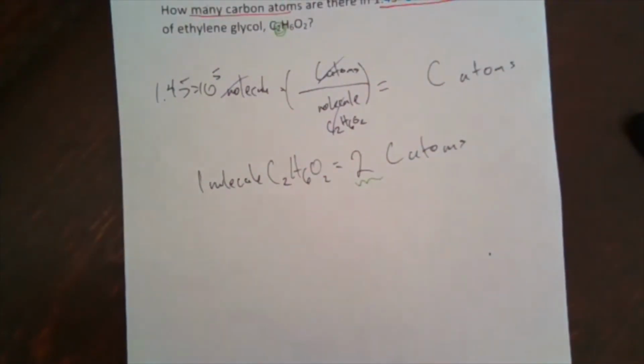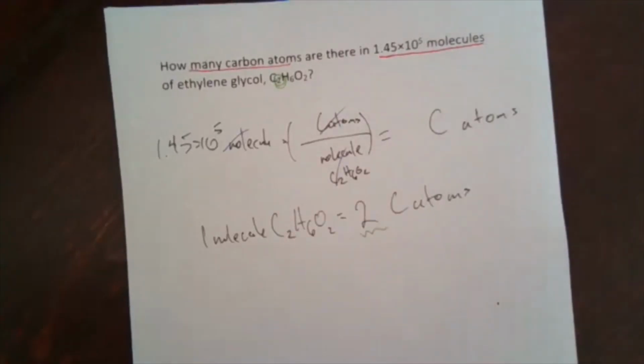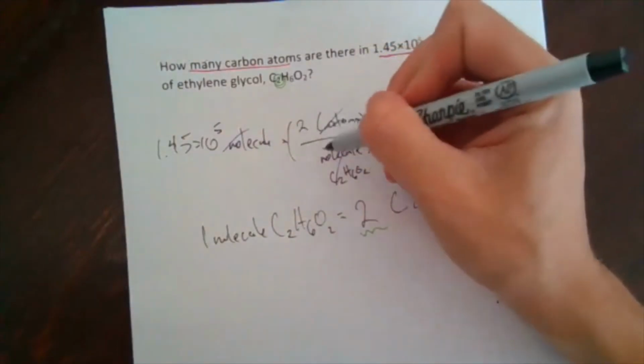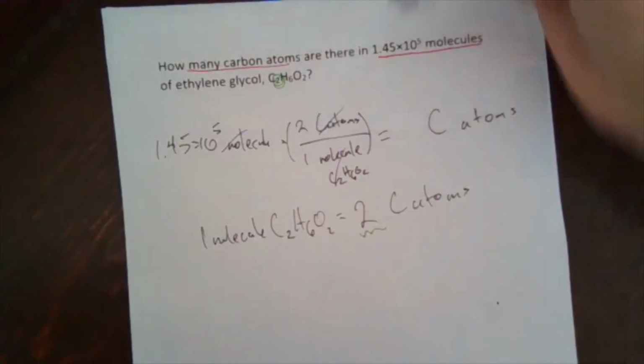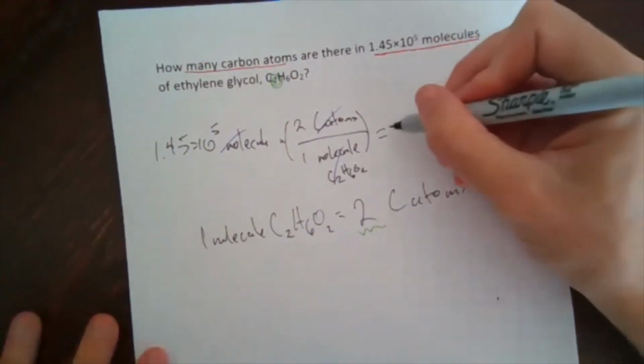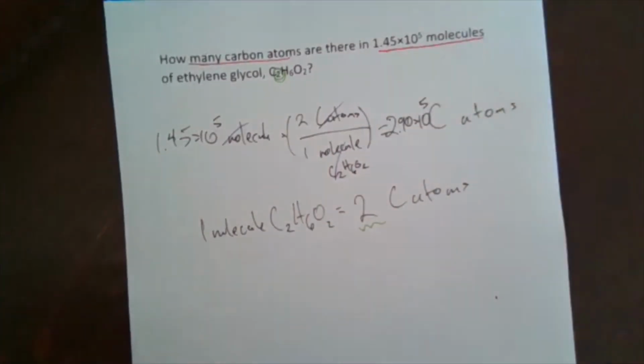The package, the group that we call a molecule, contains a certain number of each type of atom. And we can see that the 2 comes from that subscript in our molecular formula. If we were asking about hydrogen, it would be 6. If we were asking about oxygen, it would be 2. So we can always use that relationship. When we put them in, we put a 2 right there and a 1 right there. So 1.45 times 10 to the 5th times 2 divided by 1 gives me 2.90 times 10 to the 5th carbon atoms.